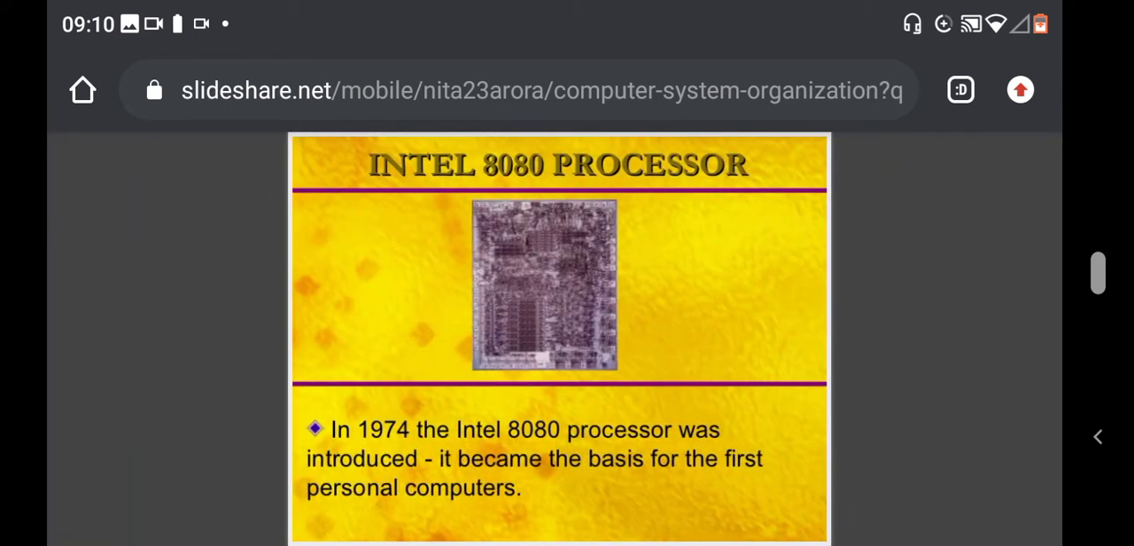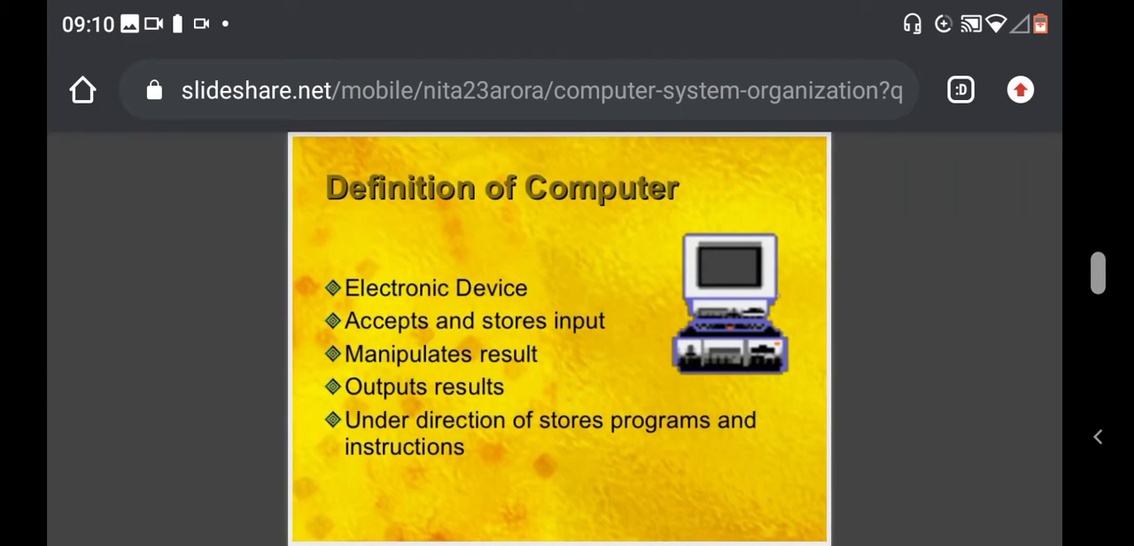So the Intel 8080 processor. In 1974, the Intel 8080 processor was introduced. It became the basis for the first personal computers. So basically, these are self-explanatory. So let's just read the basic information about the computer.